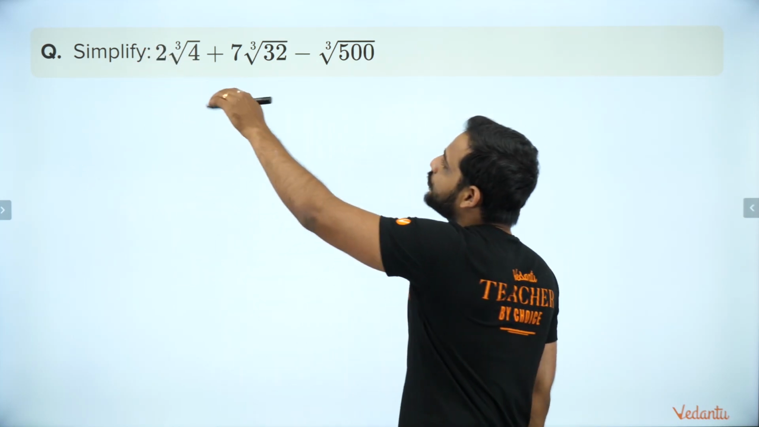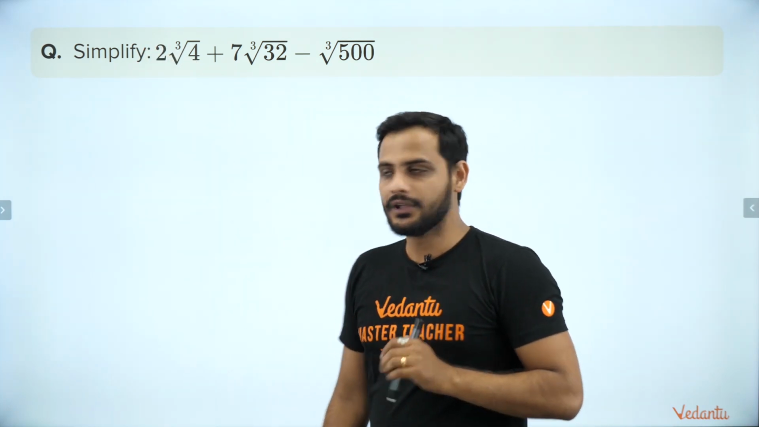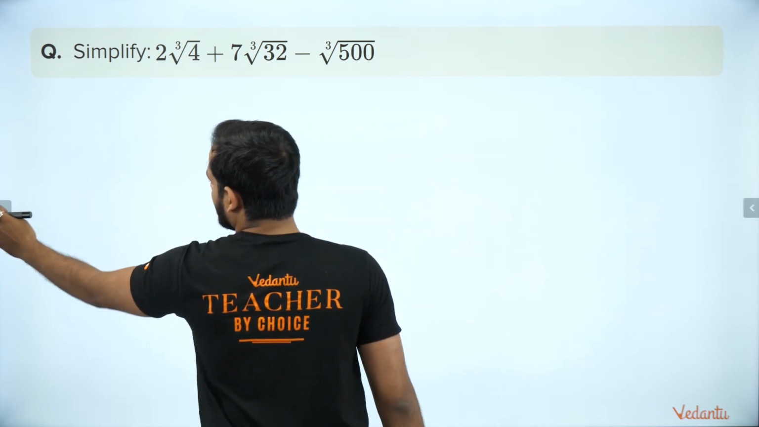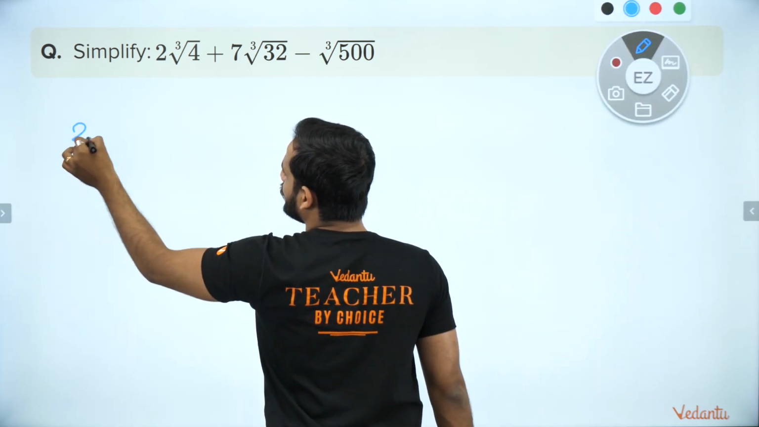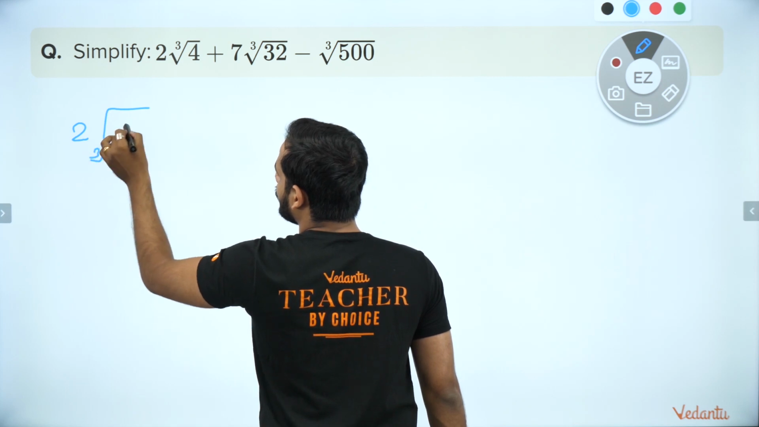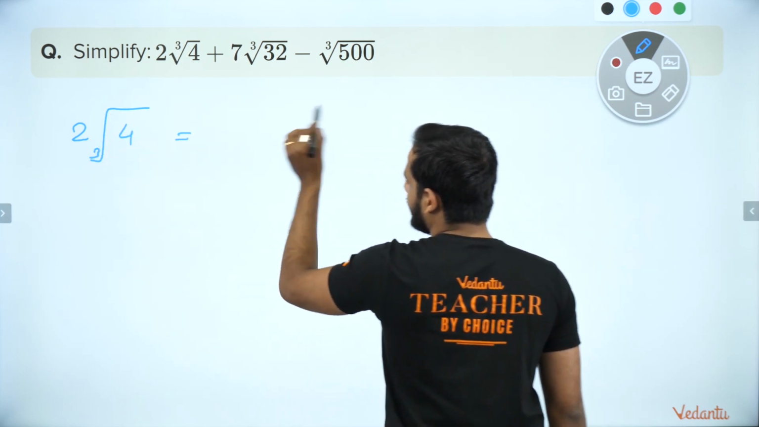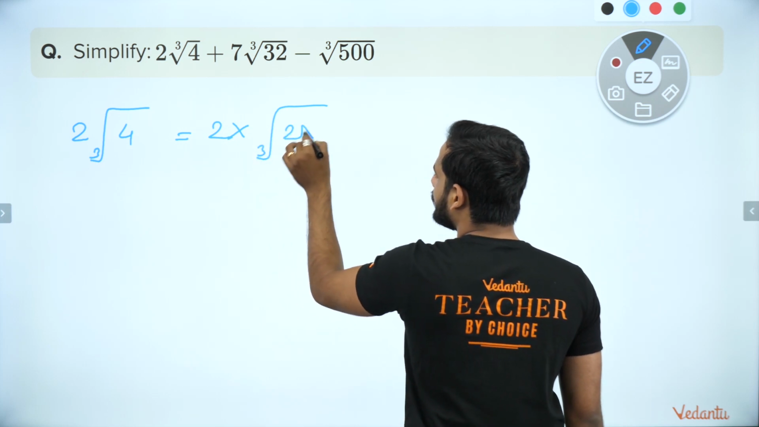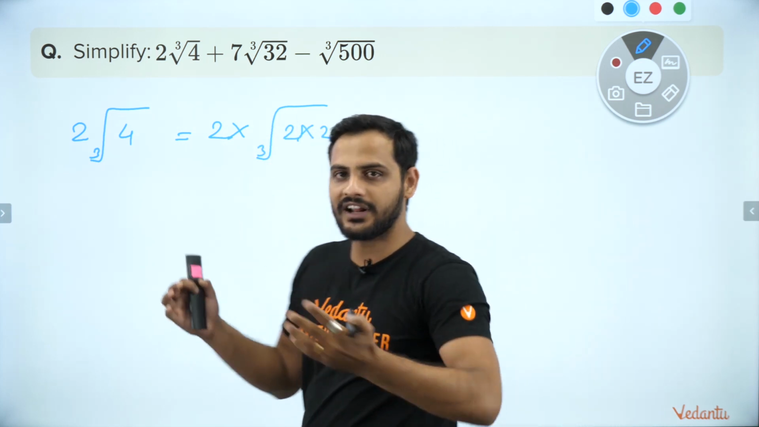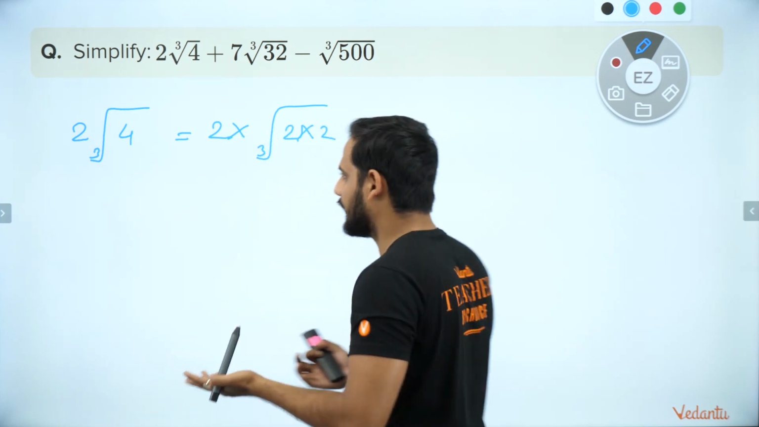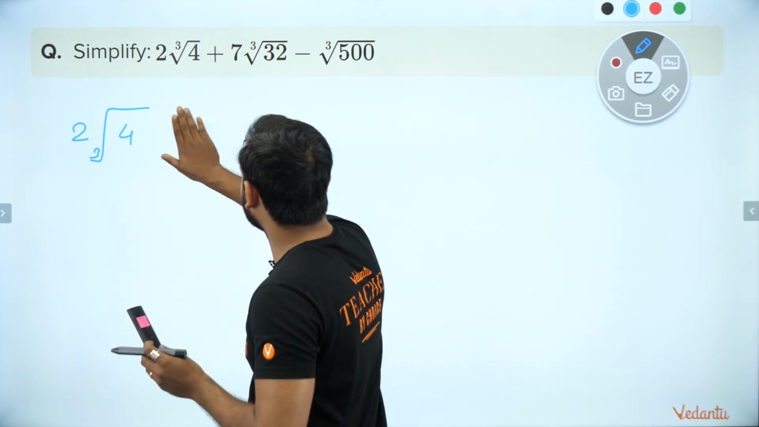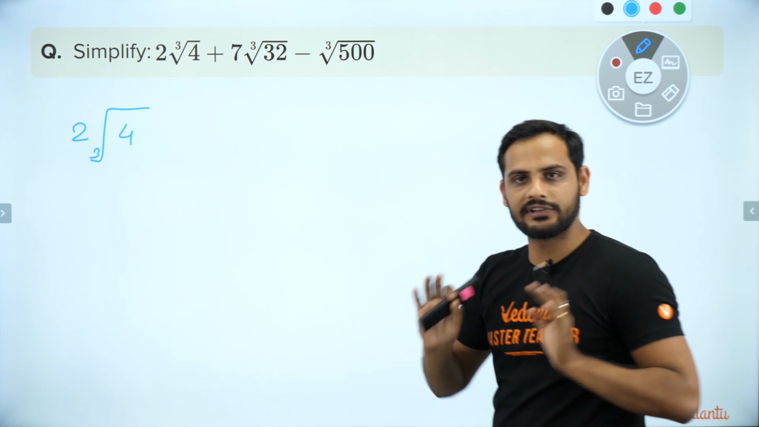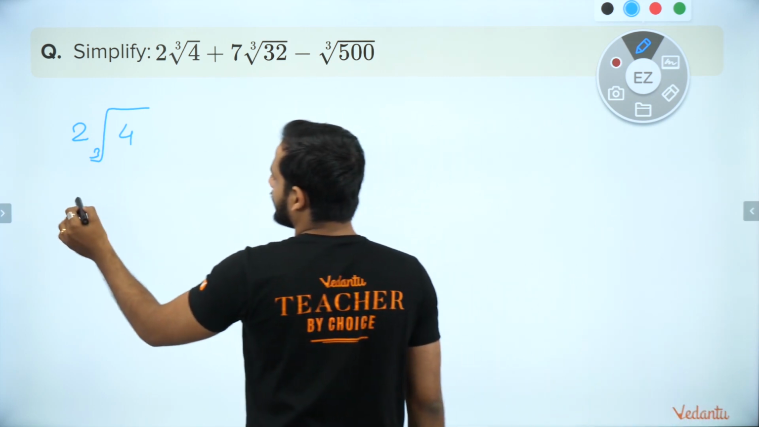So we have 2 into cube root of 4. Okay, chalo, let us solve this. So cube root of 4, if I try to solve also, this is cube root of 2 into 2, correct? Now 2 into 2, I don't have a pair of 3, so I cannot take anything outside. That means this itself is the simplest form. 2 cube root of 4 is the simplest form. Let us go for the next part.